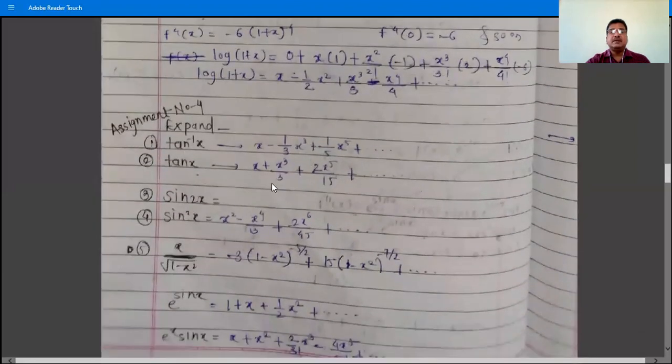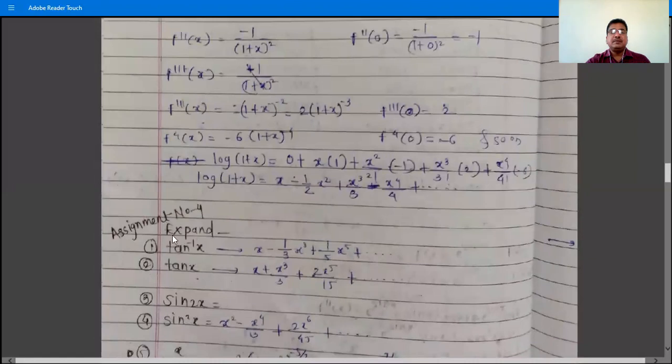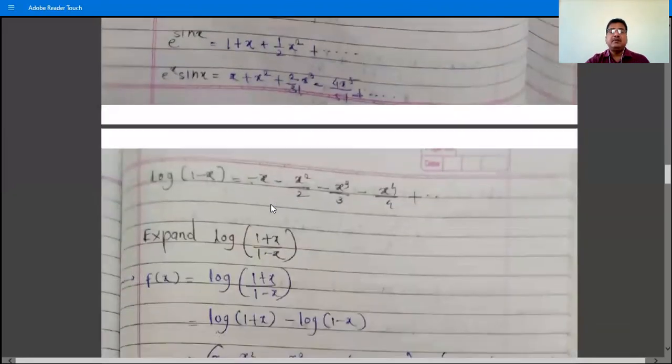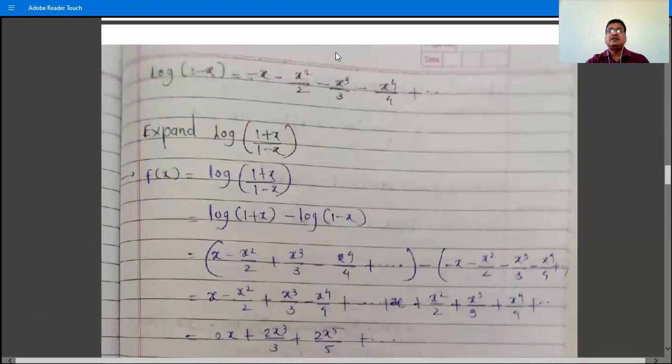Answers are given. Suppose f x is tan inverse x, then find f dash x, f double dash x, f triple dash x, and their values at 0. Tan x, same problem, same method, solve these problems. We'll see the remaining problems on Taylor's theorem and Maclaurin's theorem in the next lecture.